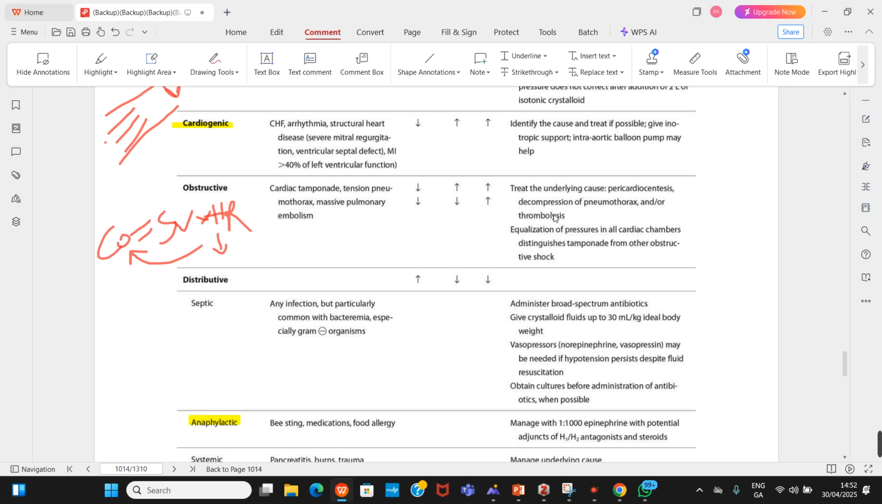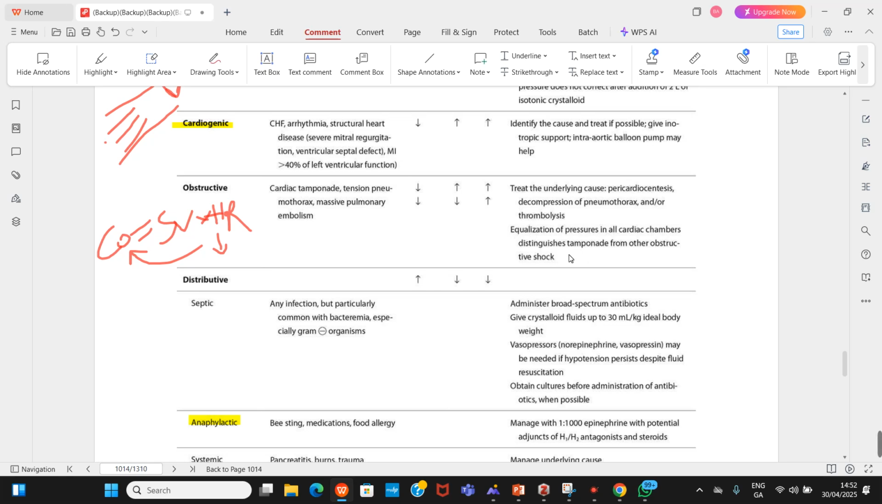We thrombolyze. Thrombolytic. So do a pericardiocentesis, decompress that pneumothorax by putting a needle. Don't forget, large pneumothorax, we put in a chest tube. Tension pneumothorax, we put in a needle. So massive pulmonary embolism, you just go and thrombolyze. And don't forget equalization of the pressures in cardiac tamponade.